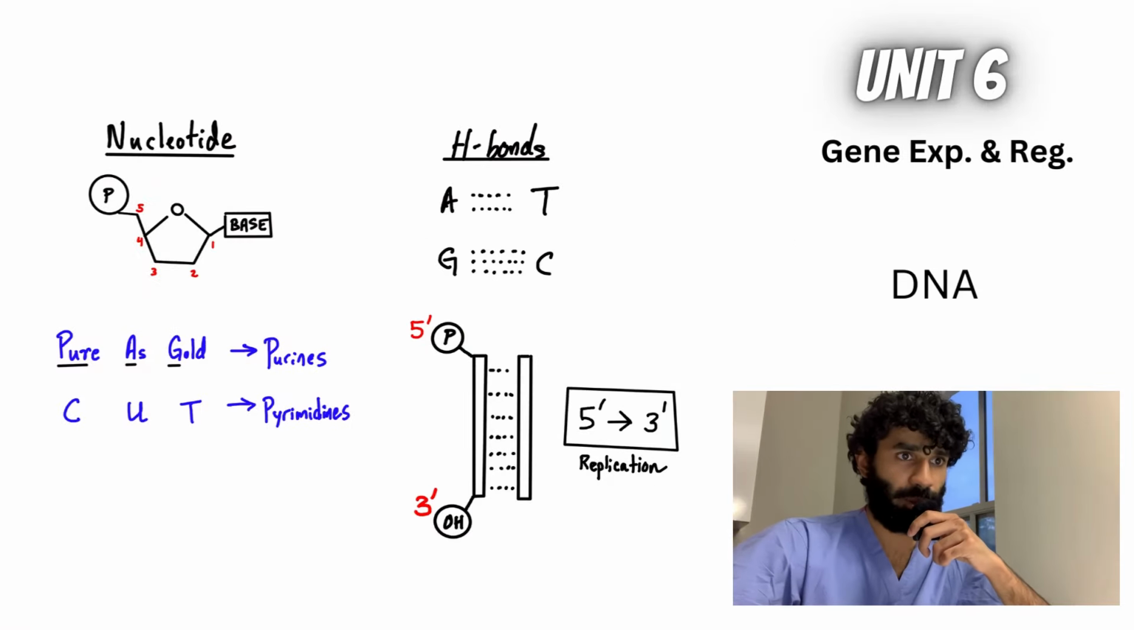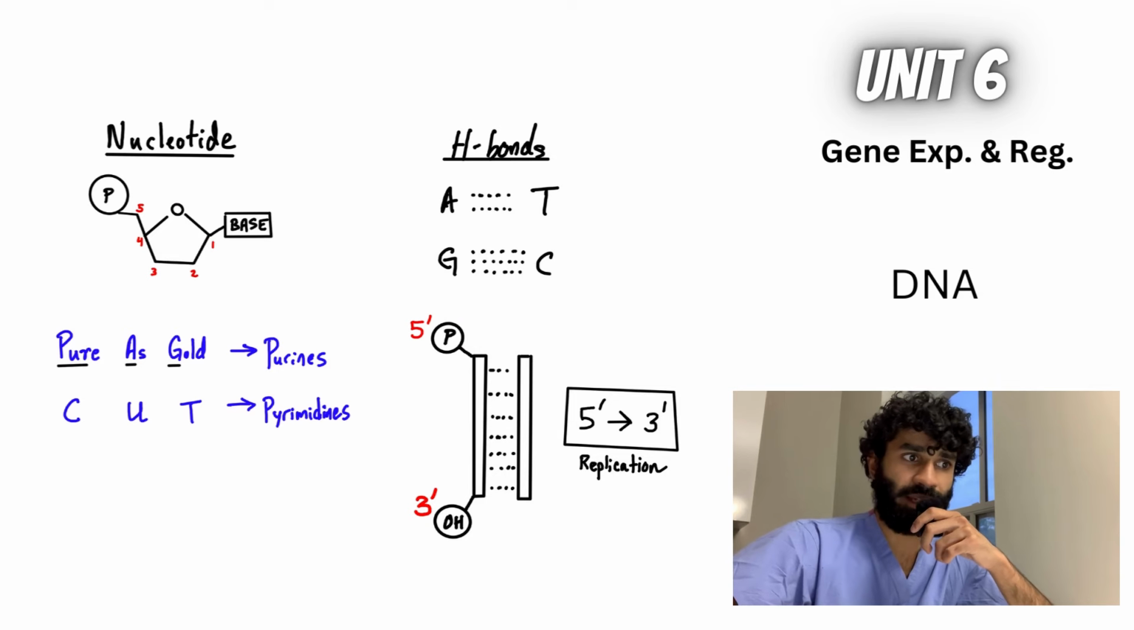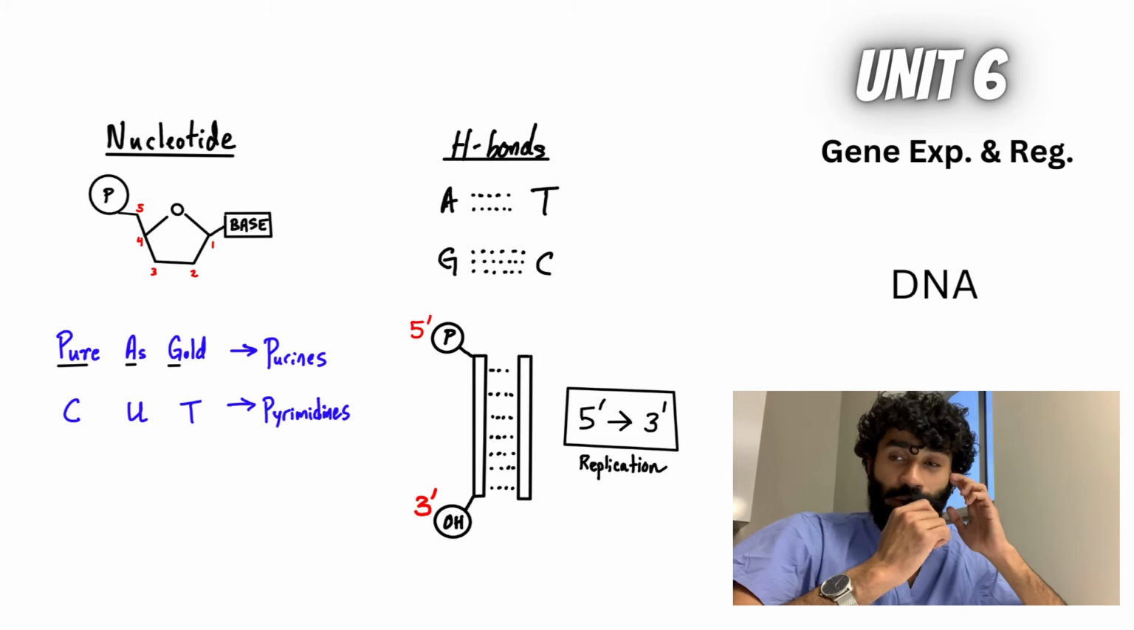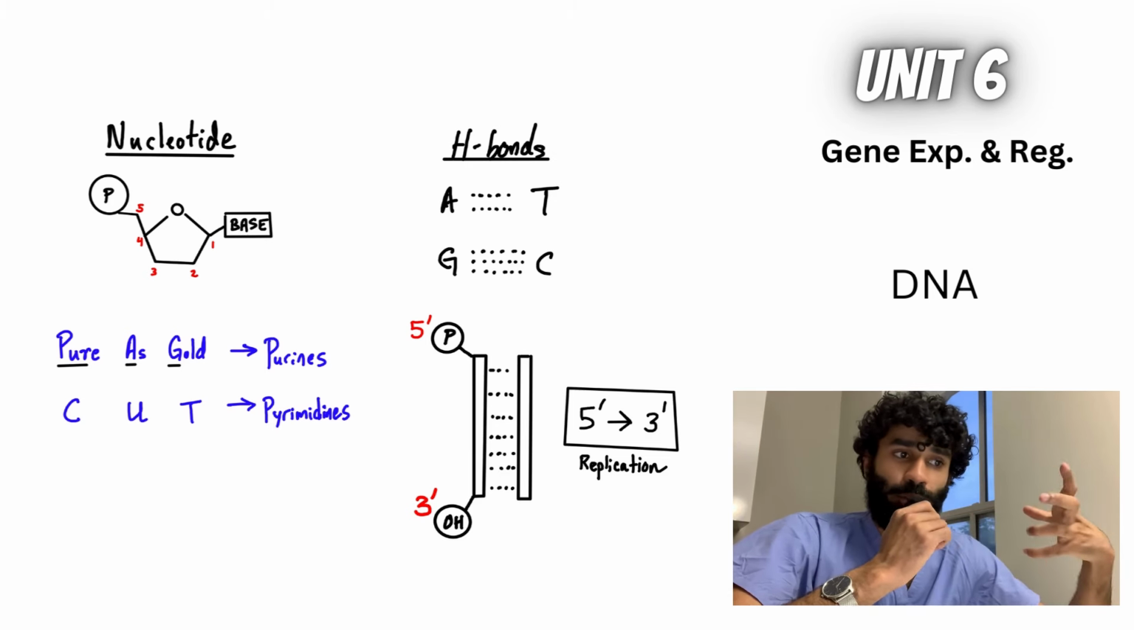Unit 6, Gene Expression and Regulation. The first block is DNA. So DNA is made up from nucleotides, which are composed of a phosphate, a 5-carbon sugar, and a nitrogenous base. The sugar is either a deoxyribose, as in DNA, or a ribose, as in RNA. The nitrogenous base is either a purine, which is adenine or guanine, and you can remember that with the mnemonic pure as gold, or pyrimidines, which is a cytosine, uracil, or a thymine, and you can remember that with the mnemonic cut.